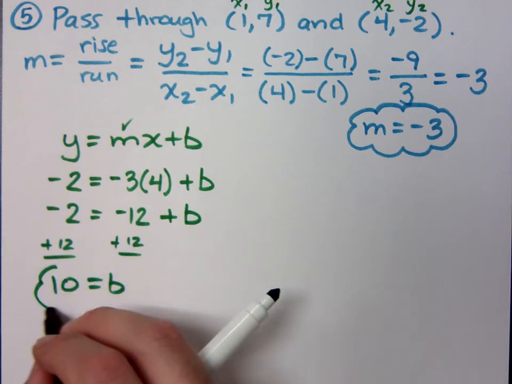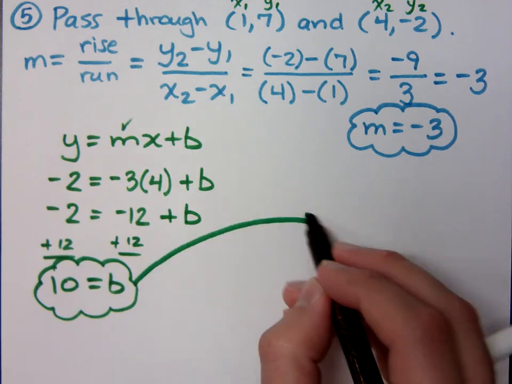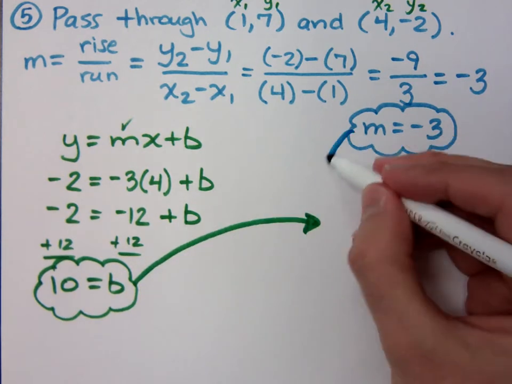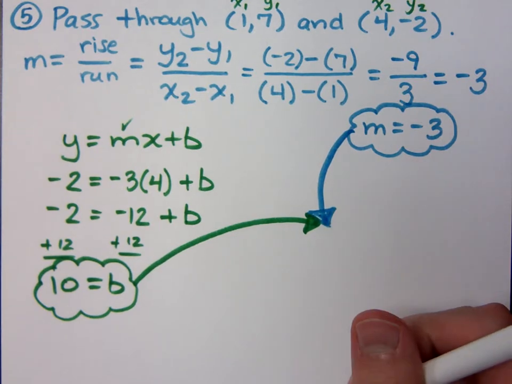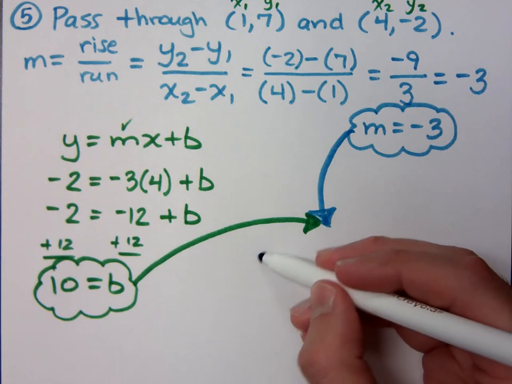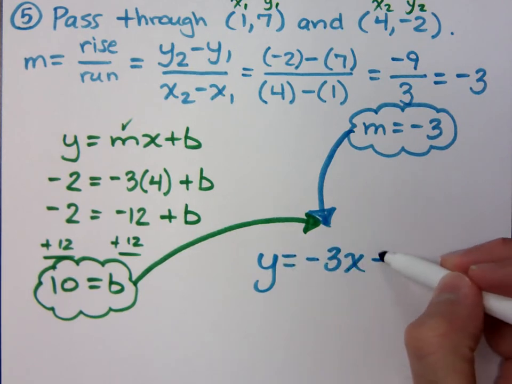Now, this is not my final answer. But the b and the m will come together to give you your equation, which is y equals negative 3x plus 10.